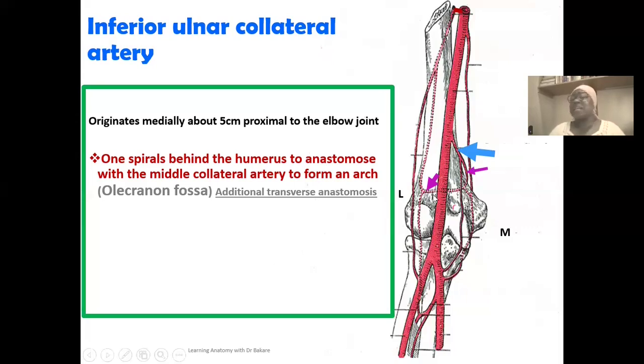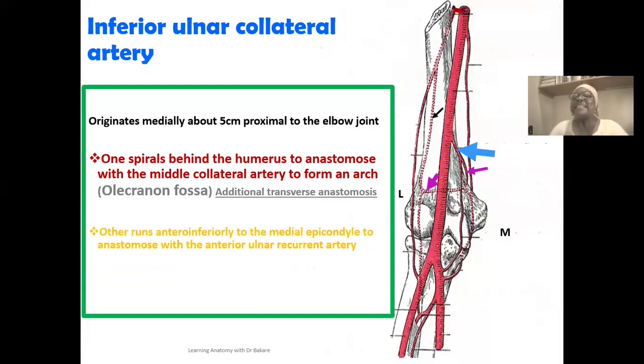So this is an additional anastomosis that is created while the other branch of the inferior ulnar collateral artery is seen to descend inferiorly. And of course, it's seen to pass through the anterior region of the medial epicondyle. And this is where it creates an anastomosis with the anterior ulnar recurrent artery. So using this image, let's try and explain how this connection is created. This is where we have the second branch of the inferior ulnar collateral artery that descends down towards the elbow. And we should expect that this artery will be creating an anastomosis with a recurrent branch. So let's see the recurrent branch and also how this branch emerges.